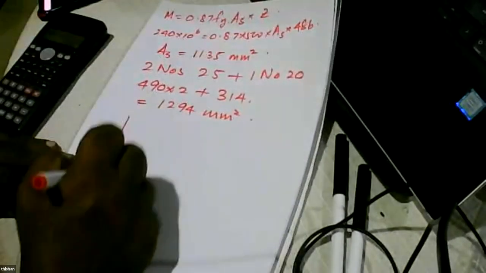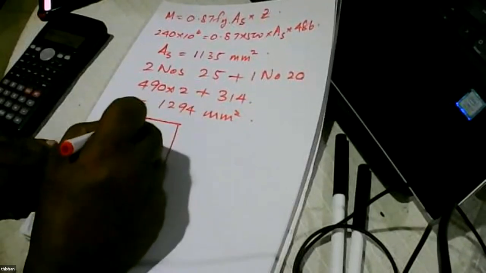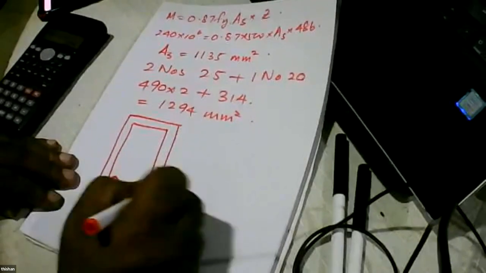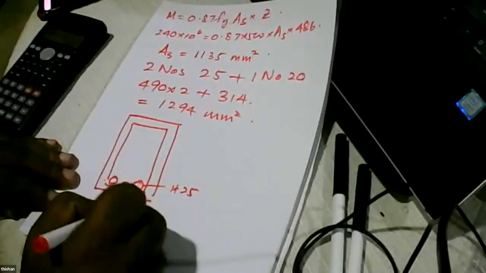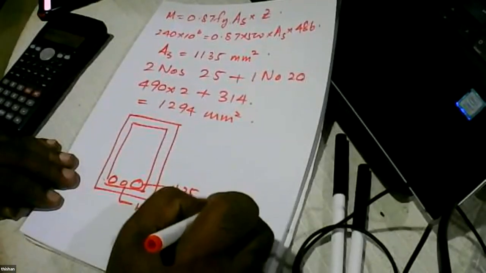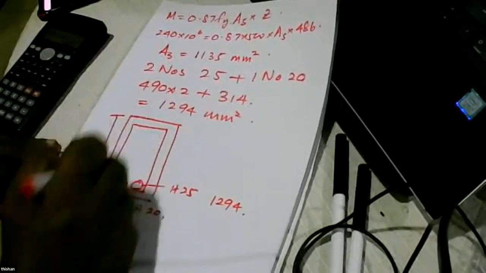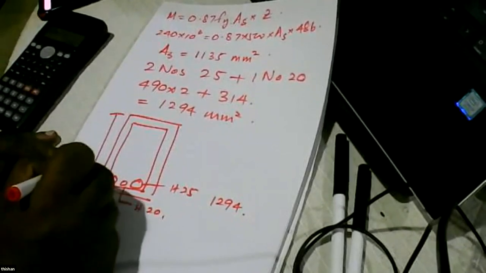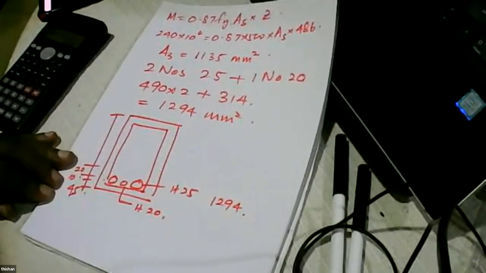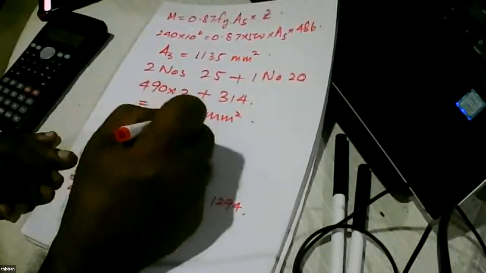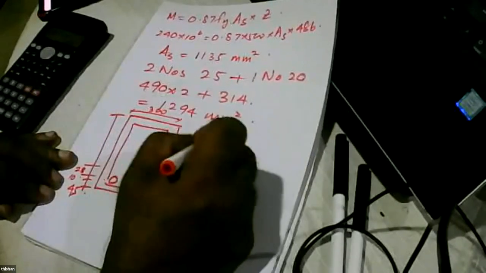So you can do the detailing of the beam like this. Here you need H25 bars, and that is H20, and the area is 1294, and the cover is 45, with links of 10, then you get 20 and 25, and the width is 300 and 30 megapascal.